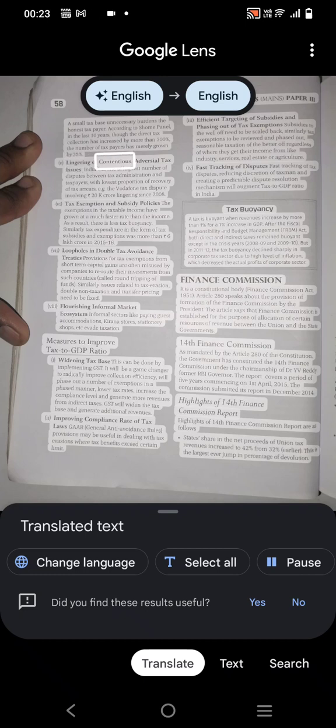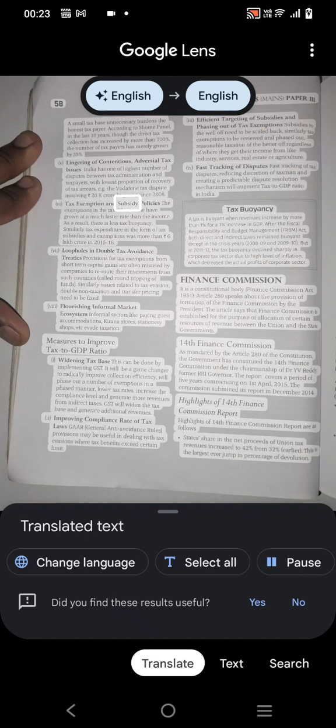Lingering of contentious, adversarial tax issues. India has one of the highest numbers of disputes between tax administration and taxpayers, with the lowest proportion of recovery of tax arrears, e.g. the Vodafone dispute involving 20,000 crore lingering since 2008.